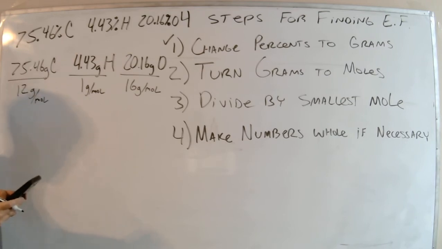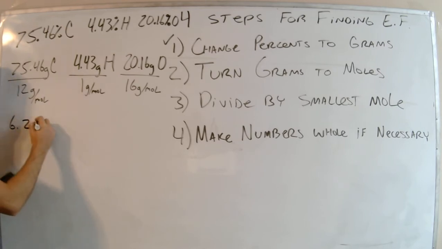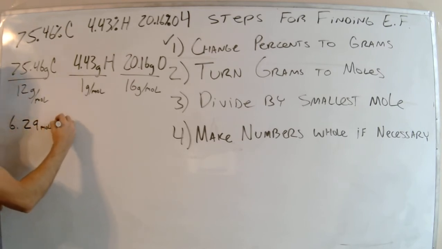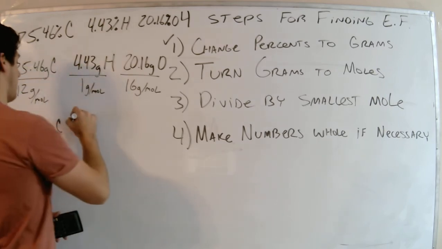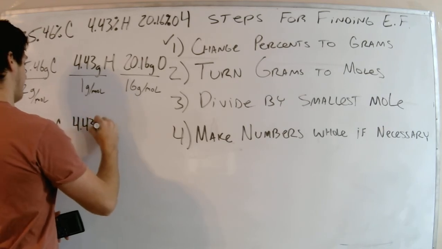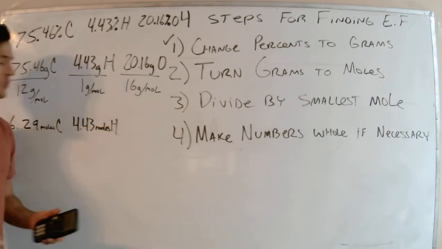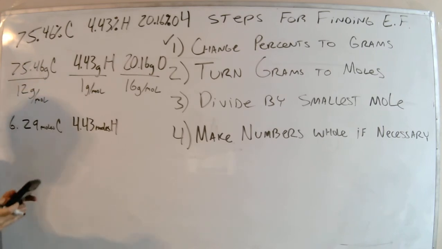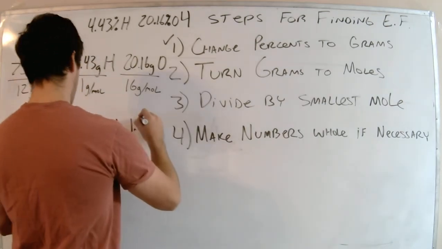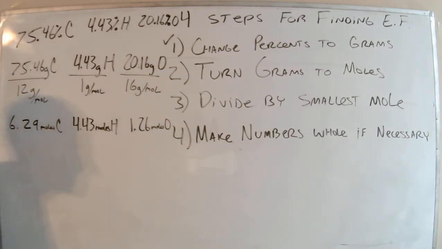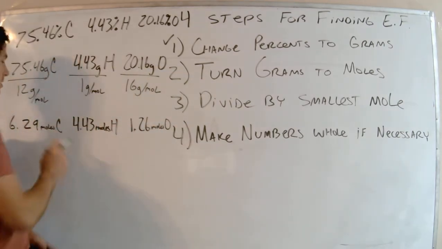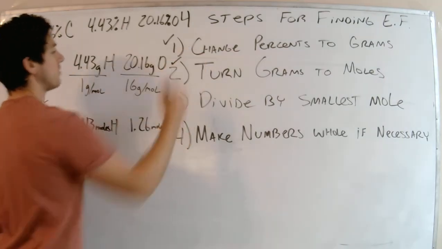I got 75.46 divided by 12. That gives me 6.29 moles of carbon. 4.43 grams divided by 1 gram per mole. We should know that in our head. That's 4.43 moles of hydrogen. And our last one there, 20.16 divided by 16. That gives us 1.26 moles of oxygen. So now I got my moles of carbon, hydrogen, oxygen. So now step 2 is done.